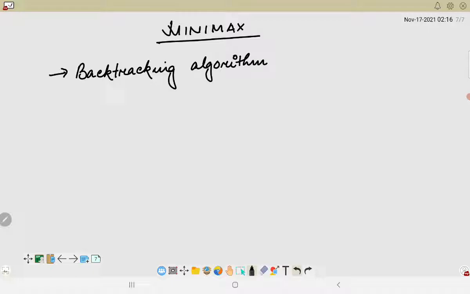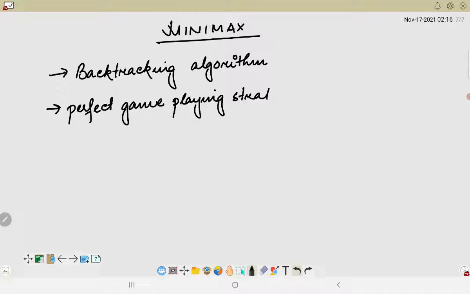Then, for a perfect game playing strategy, what we will do is either win the game, or we have to draw it.